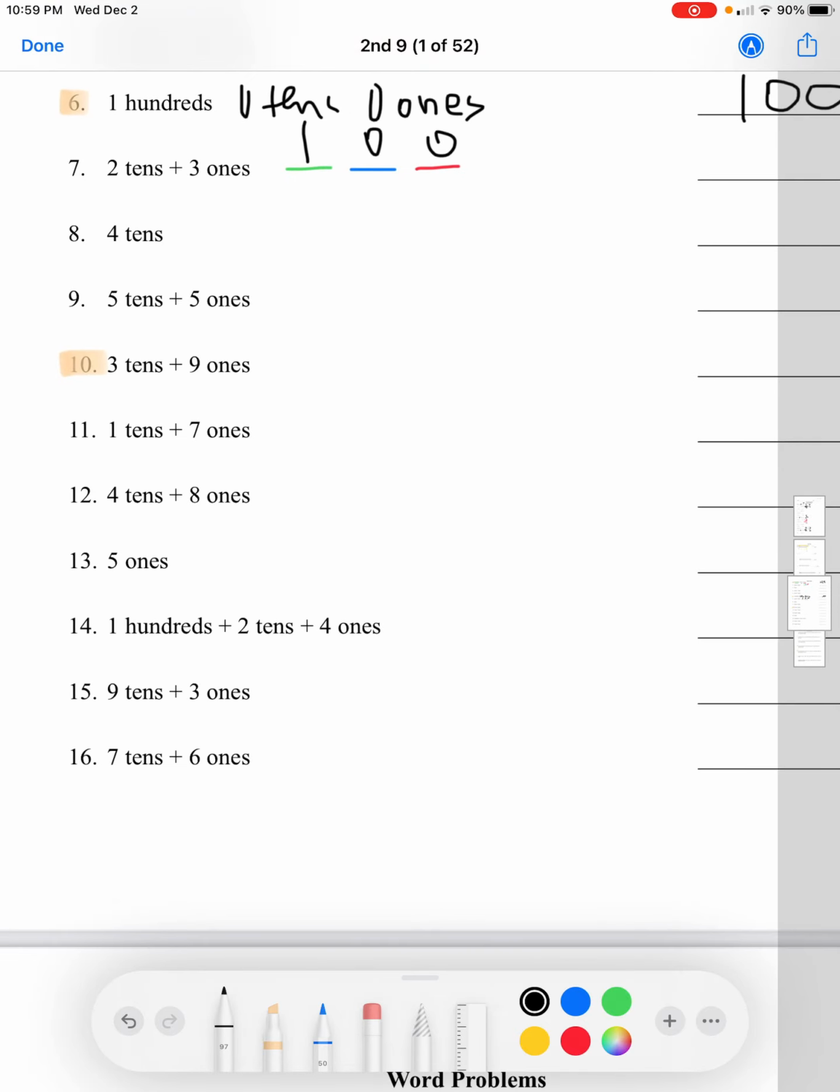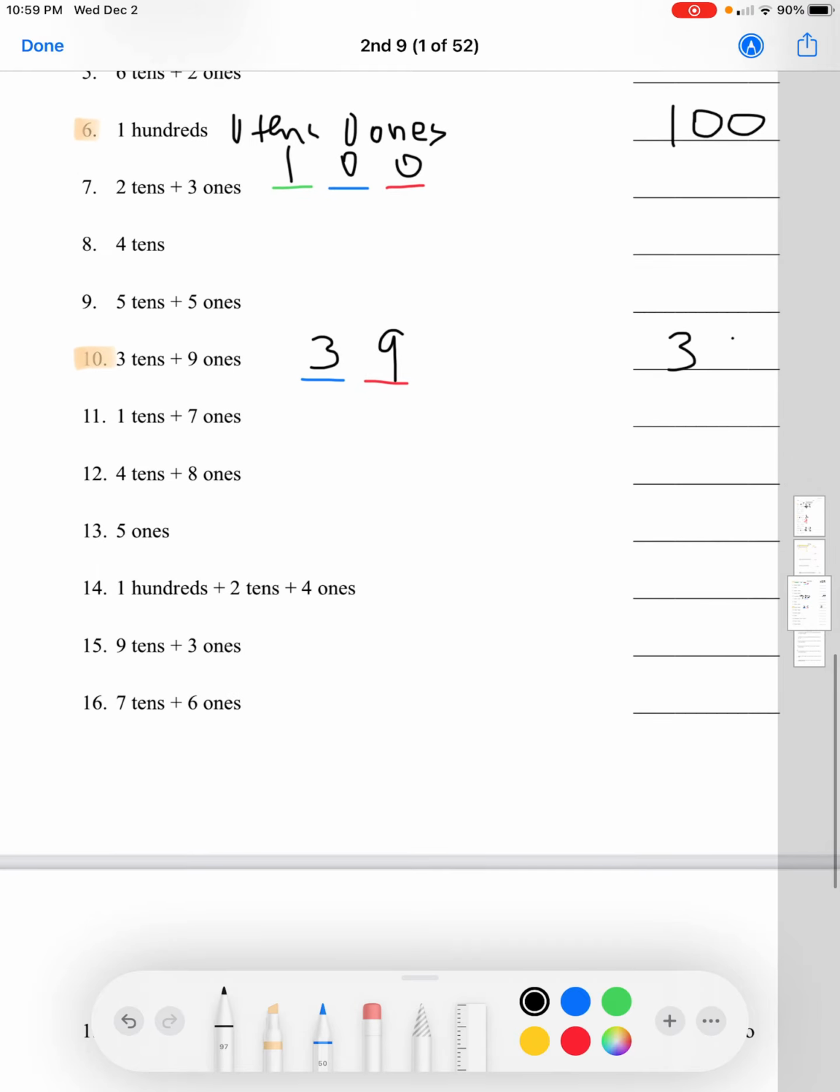Lastly, we have number 10. We have 3 tens plus 9 ones. So now we only have tens and ones here. This is the tens place and this is the ones place. We have 3 tens, which means we'd have the number 3 in the tens place and 9 ones, so 9 in the ones place, so we have the number 39.